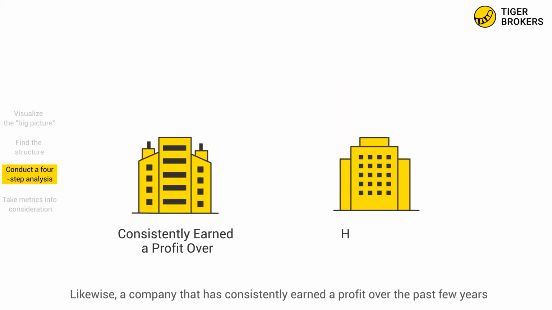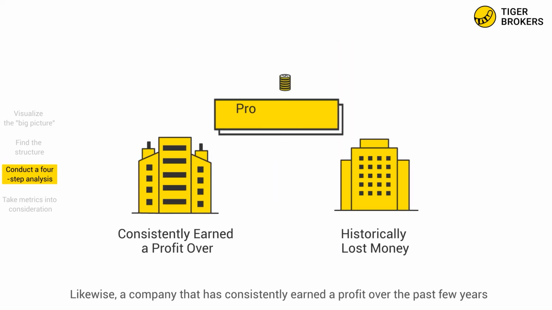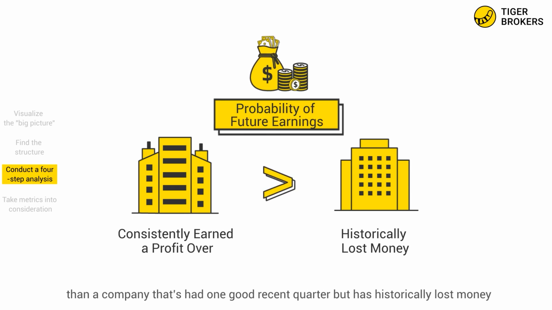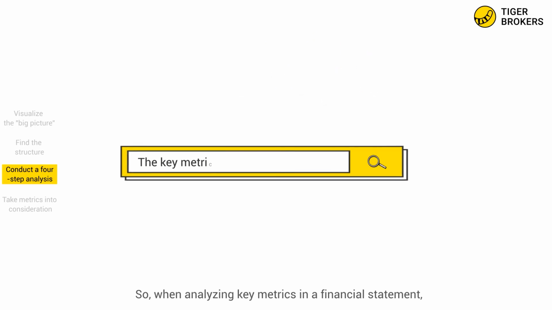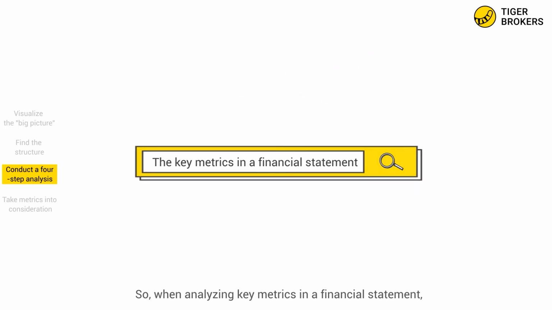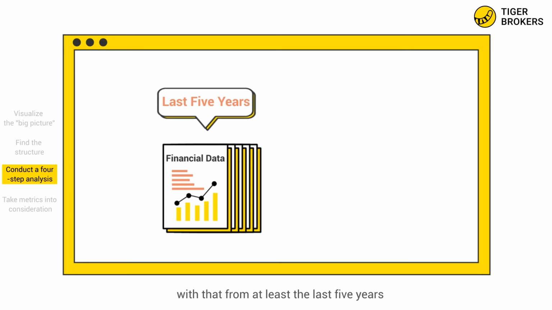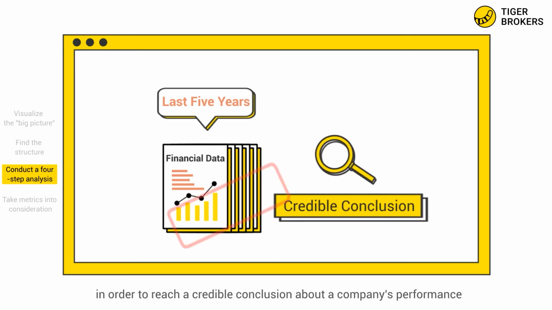Likewise, a company that has consistently earned a profit over the past few years is more likely to do so in the future than a company that's had one good recent quarter but has historically lost money. So, when analyzing key metrics in a financial statement, you should compare the data from the current period with that from at least the last 5 years in order to reach a credible conclusion about a company's performance.